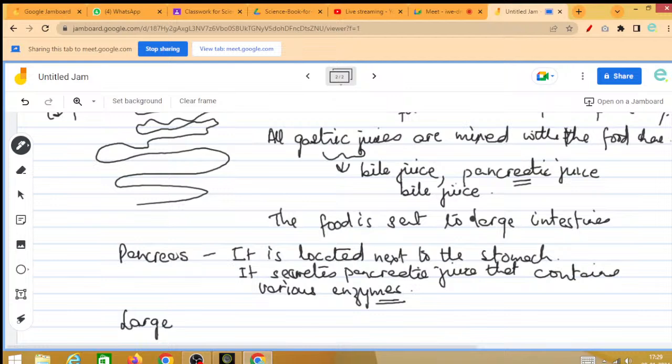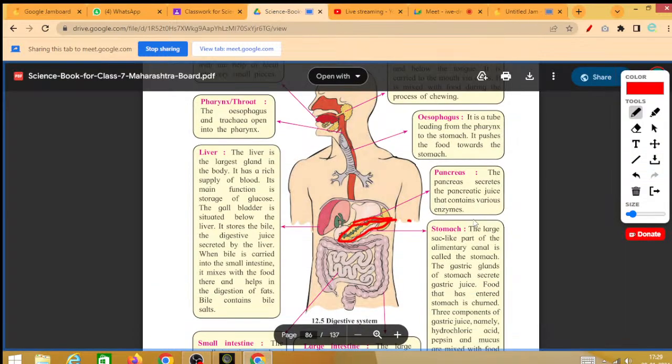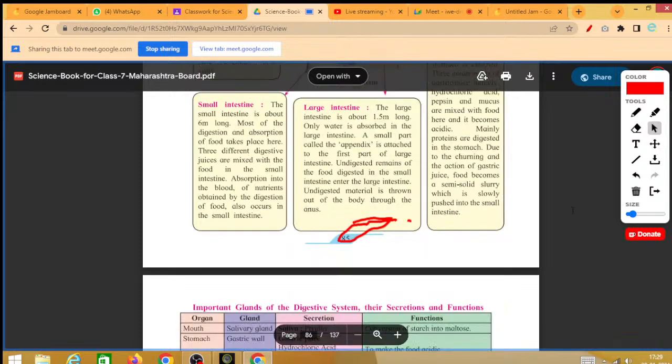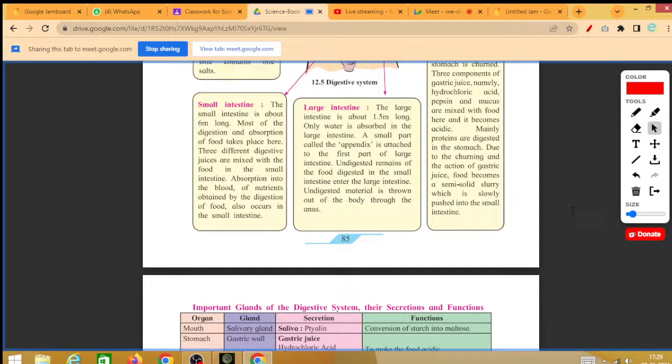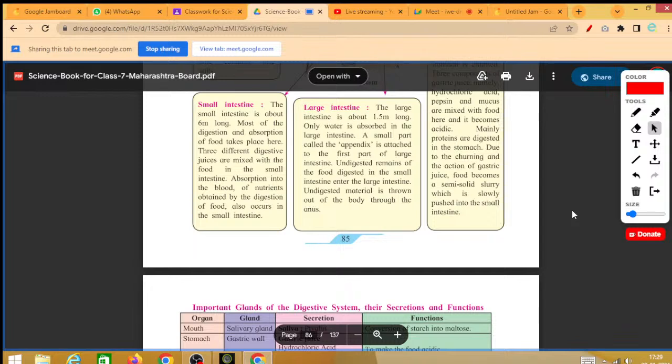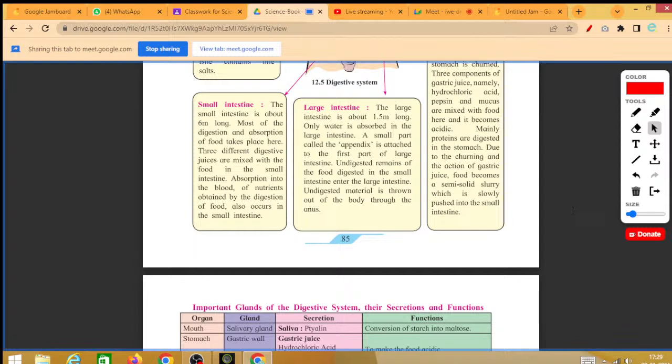This we had done last time also. The large intestine's length is 1.5 meters. Only water is absorbed in the large intestine. Means food is not absorbed, only water is absorbed in the large intestine. There is a small part named appendix. It is attached to the first part of the large intestine.